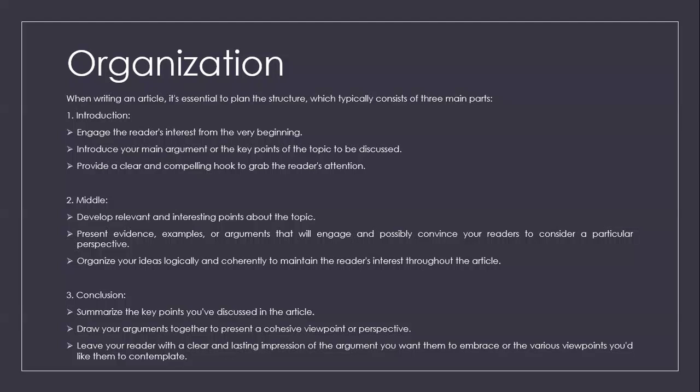For the conclusion, you need to tie everything together. You may summarize the key ideas and reinforce your argument or the perspective you have shared. You are going to leave your reader with a strong, lasting impression, something that makes them think, agree, or explore further. By following these instructions, your structure is going to ensure clarity, coherence, and an impactful form from the finish to the start.